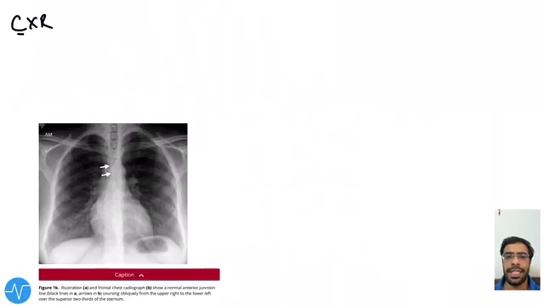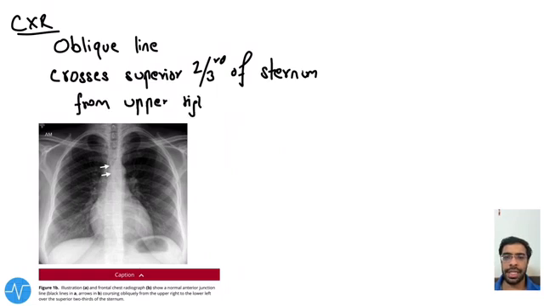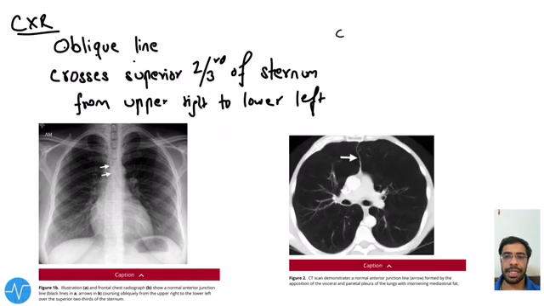See how the anterior junction line appears on chest X-ray. It appears as an oblique line. It crosses the superior two-thirds of the upper surface of the lung. Here you can see on the chest X-ray where the double arrow mark is showing the sign.